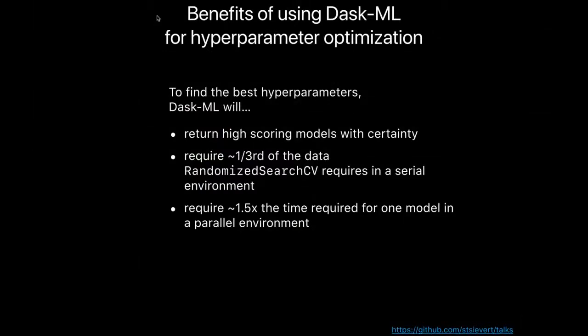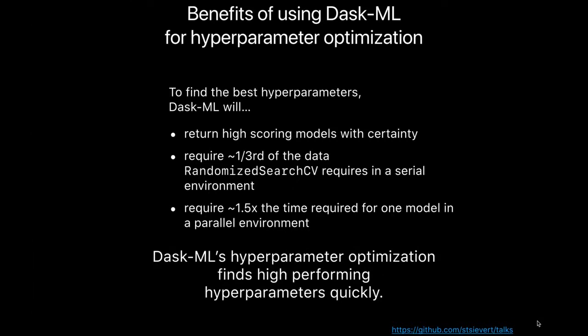Right. And so here's a summary of my entire talk, pretty much. To find the best hyperparameters, Dask-ML will return high-scoring models with certainty for not too much work. It'll require a third of the data for that randomized search CV, and it'll return the best model in about 1.5 times the time required to train one model, which is great. And so in summary, the one takeaway I have is that Dask-ML's hyperparameter optimization will find high-performing models pretty quickly.